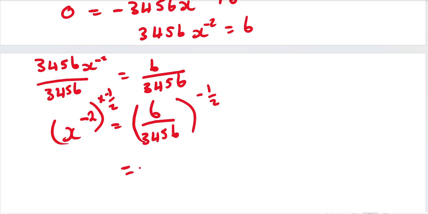Let's punch our calculator and find our x. It is 6 times 3456 to the power negative 1 over 2. Our x is 24 units when we minimize it. So guys, when you see minimum, just put your first derivative and do this.